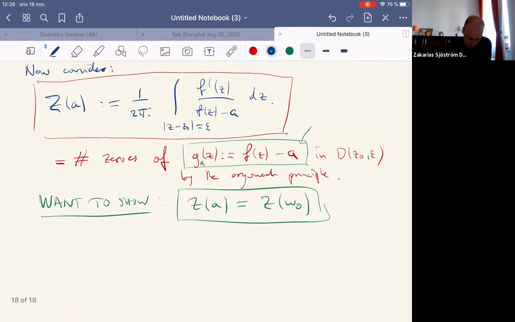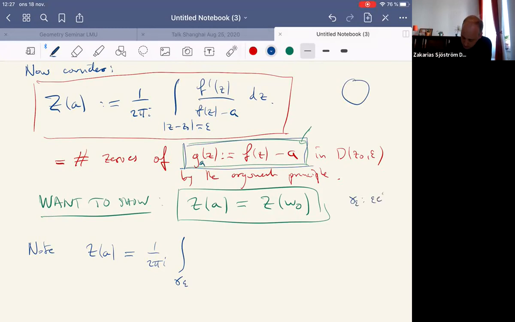So to do this, note that Z of A, using the notation that I wrote up here now with G_A, is equal to 1 over 2 pi i times the integral over gamma epsilon, where gamma epsilon is epsilon e to the it, where t goes from 0 to pi. So this circle.